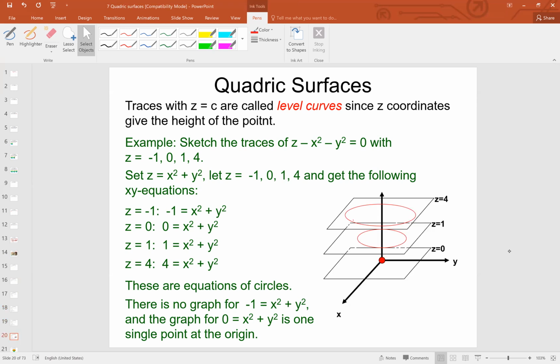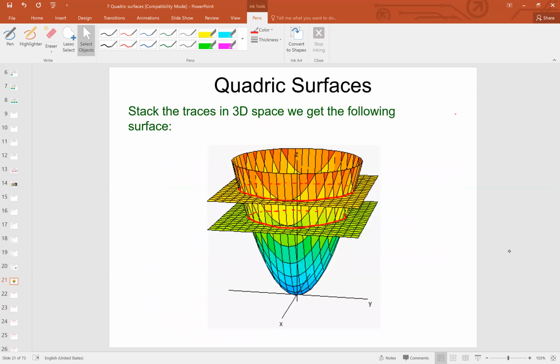When z is 0, I get a point. When z is equal to 1, I get a bigger circle of radius 1, and when z is 4, I get radius 2. Then if I stack these circles up, I get this cone-like shape. The official name is not that important; you can look at it in the books. Paraboloids. And those are the traces which we calculate.